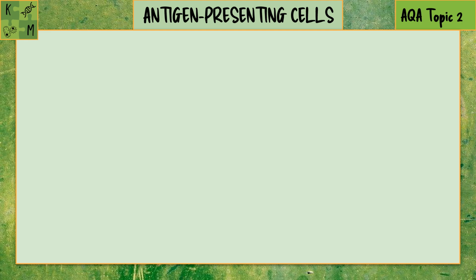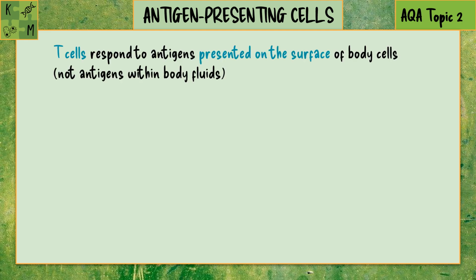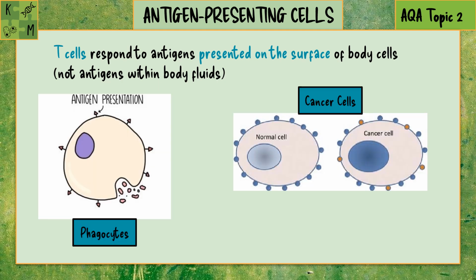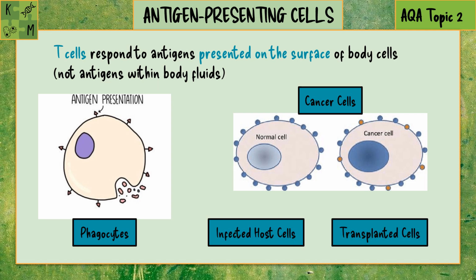T cells respond to antigens presented on the surface of cells. We've seen these could be antigen-presenting phagocytes, abnormal cells such as those that have become cancerous or are infected by a virus, or cells of a transplanted tissue or organ.